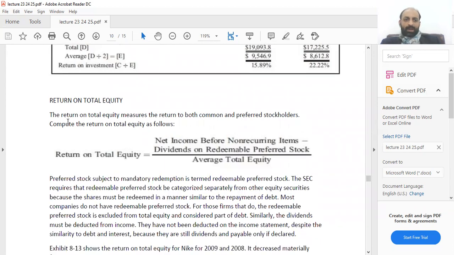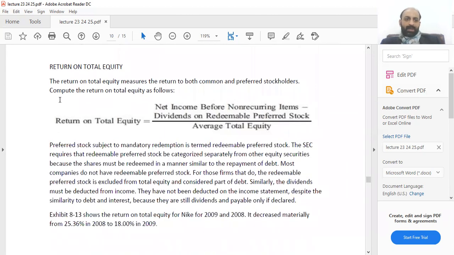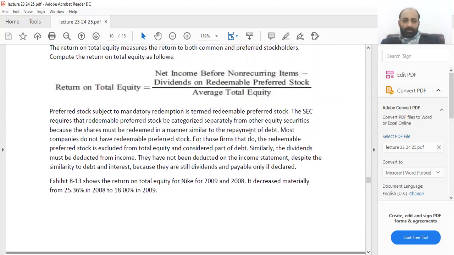Now we talk about return on total equity. The return on total equity measures the return to both common and preferred stockholders. Compute the return on total equity as follows: net income before non-recurring items minus dividends on redeemable preferred stock, divided by average total equity.